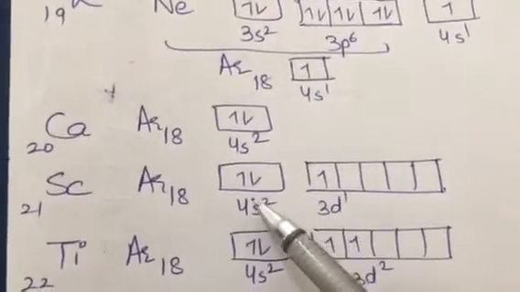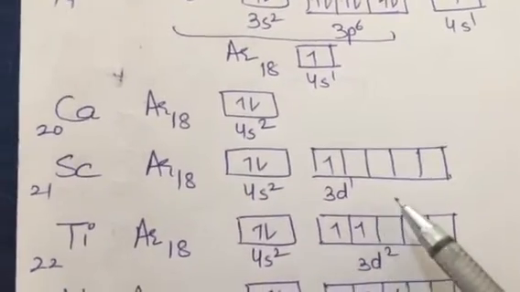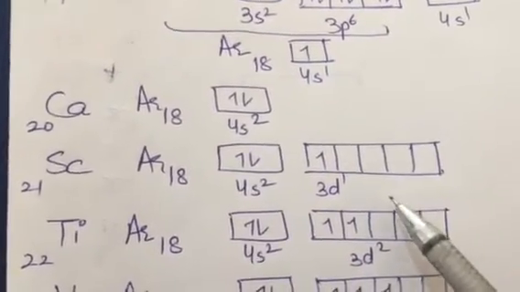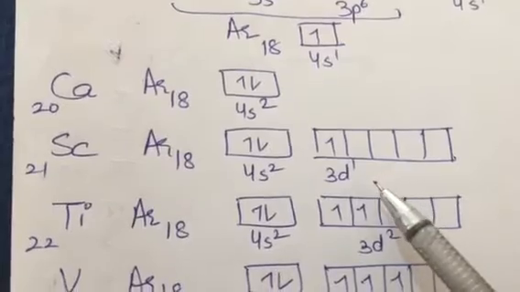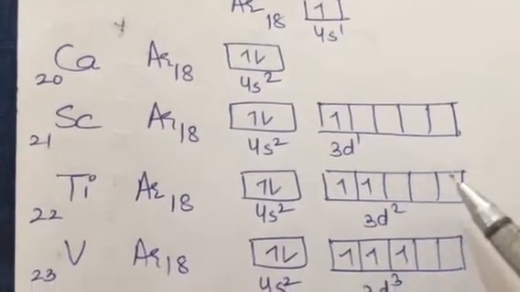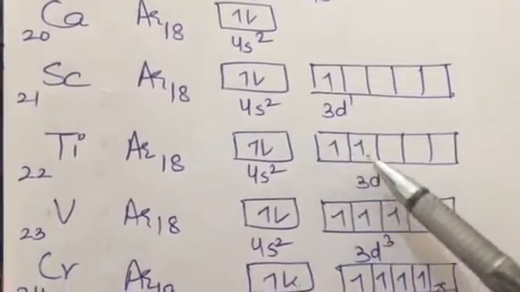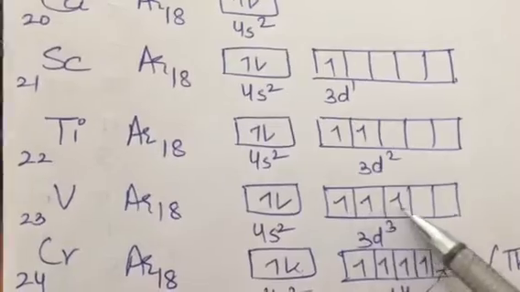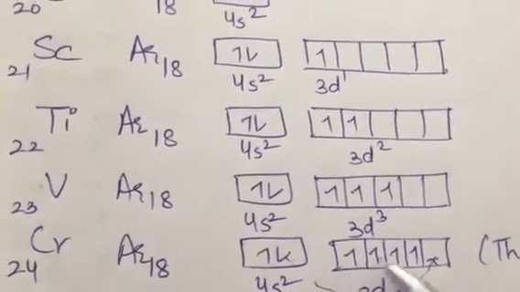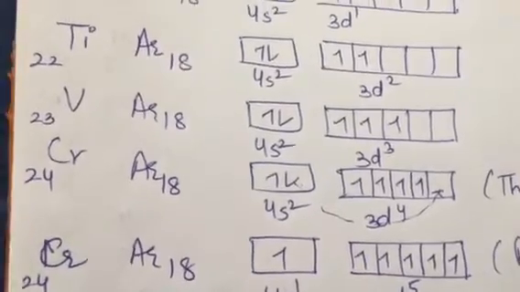Then for scandium, which has atomic number 21, the 3d orbitals would start. For that, please go through the Aufbau principle once again. Now we know that 3d orbitals are 5 in number. So please go through this nicely. Scandium 1 electron, titanium 2 electrons, vanadium 3 electrons, chromium 4 electrons, and manganese 5 electrons.